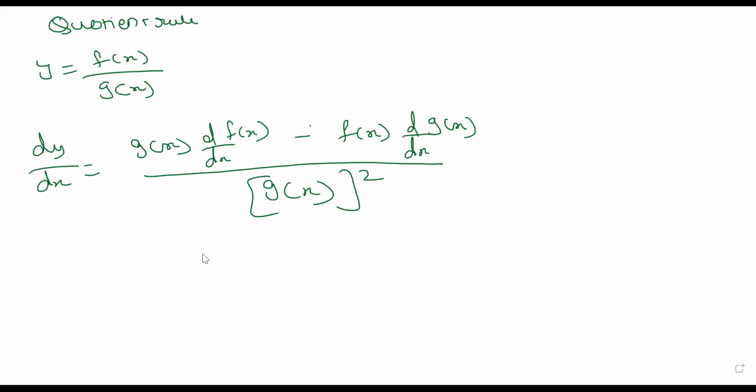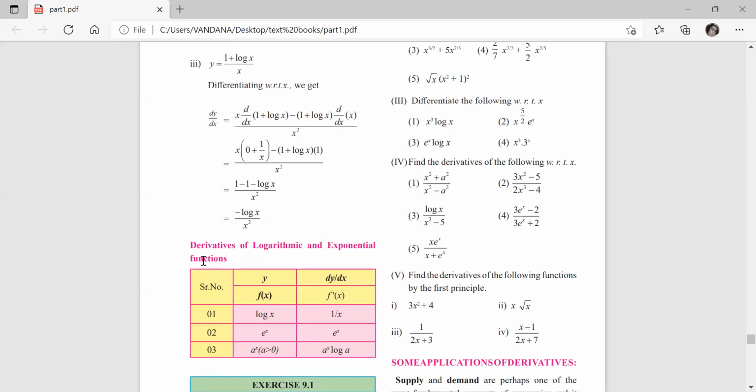Now 9.1 question number 4 is all about the quotient rule. I'll do the first one for you. I'll take a first one as an extra sum. फिर मैं बताऊंगी कैसे करते हैं. Then we'll go to 9.1.